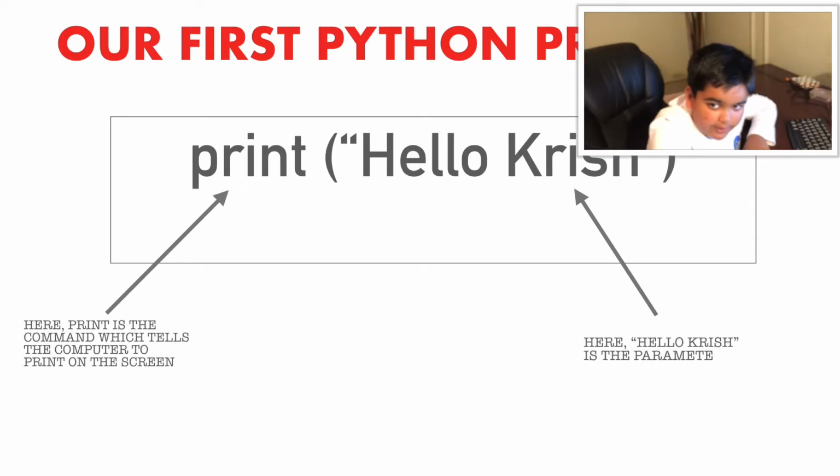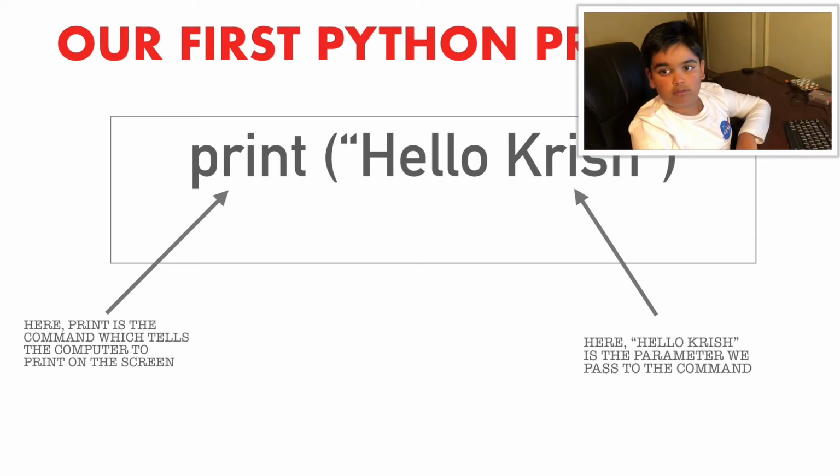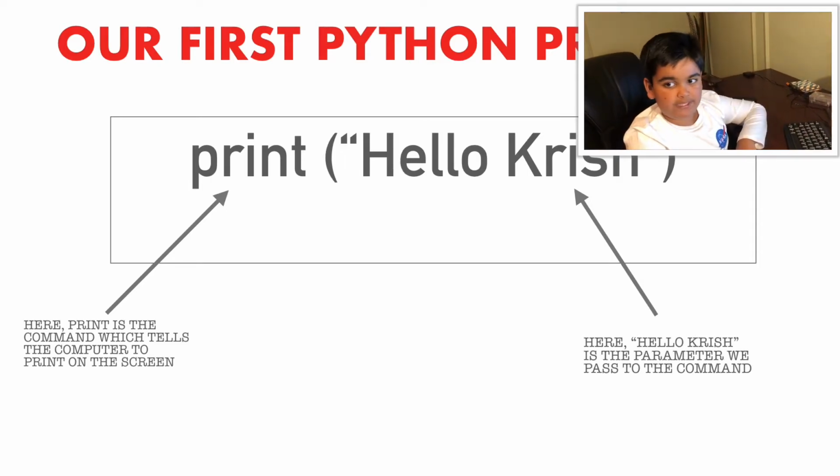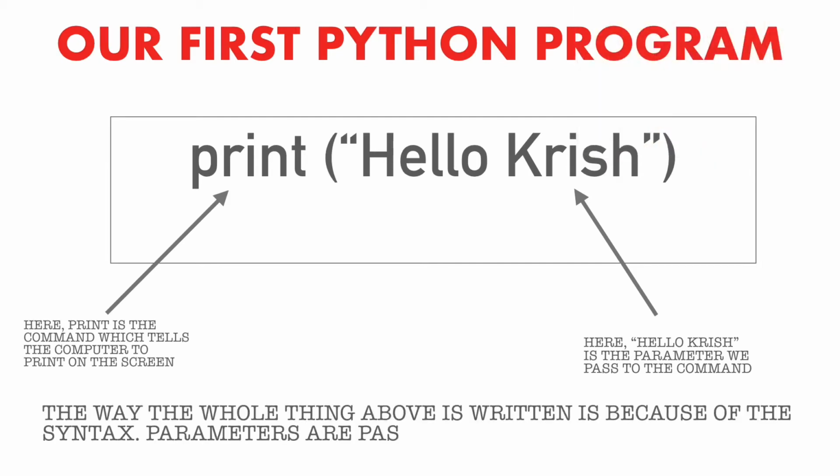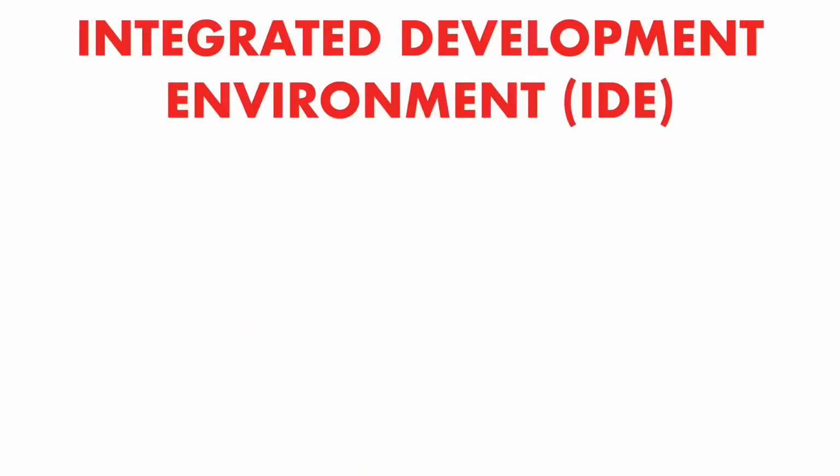Parameters are passed within parentheses to a command. Let's see how to run this on our Raspberry Pi.